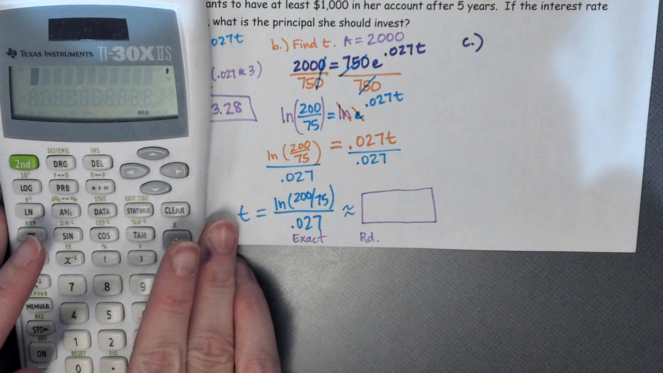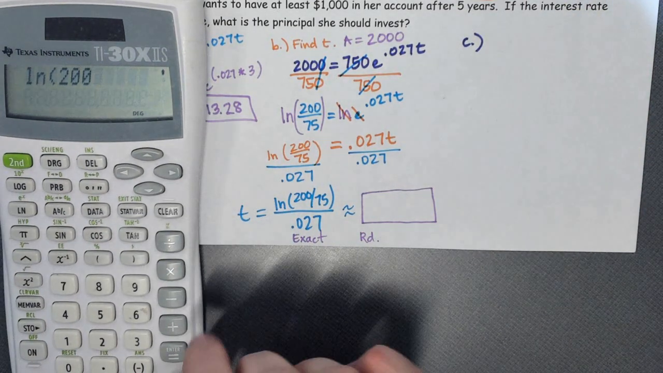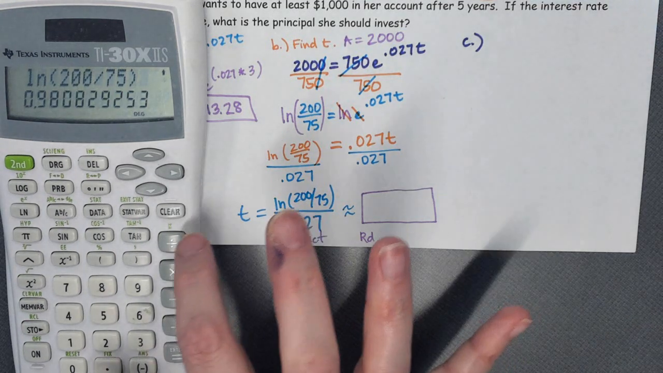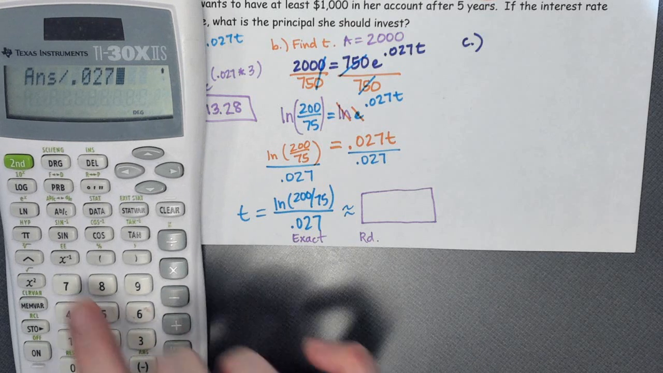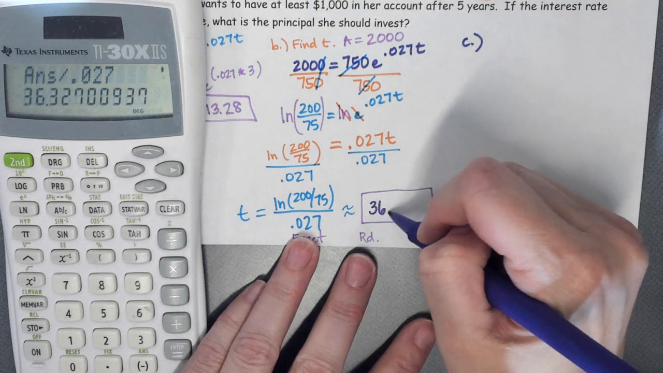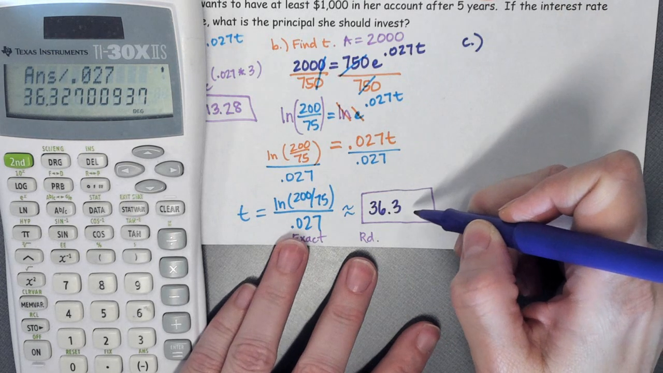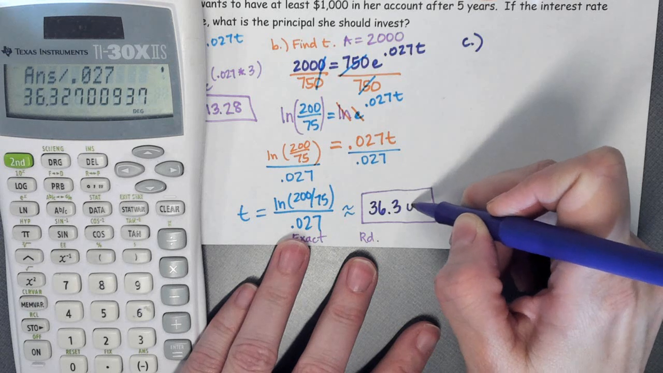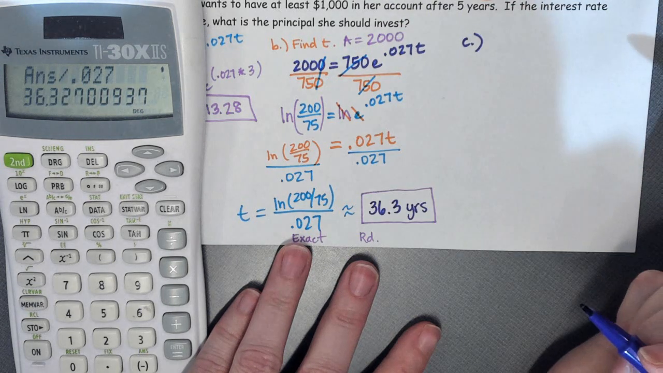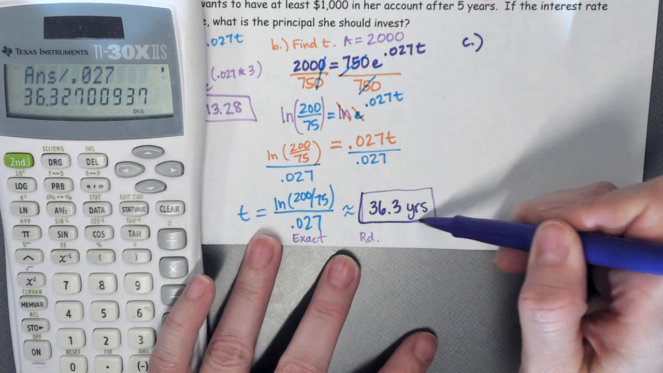You can put this all in at once, or you can do it in multiple steps. You have the natural log of 200 divided by 75, and then you take that and divide it by 0.027. So you should get 36.3, and then what is our unit? Nope, this isn't. Years, yep, so it's asking you how long. It told you above that the time is in years here, so this is going to be your final answer.